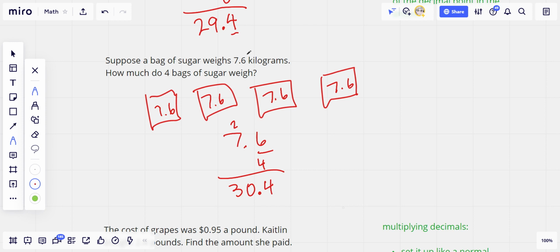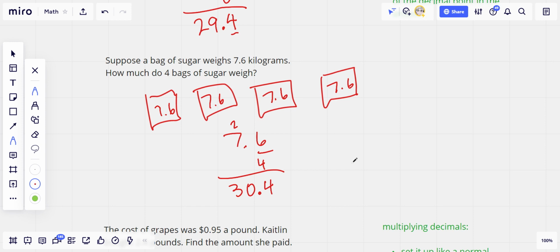And let's just look back and see if that makes sense. I mean, we have close to 8 kilograms of sugar in each bag. 8 times 4 would be 32. We know this is going to be a little bit less than that because the bags are a little bit less than 8, and 30.4 is a little bit less than 32. It checks out.